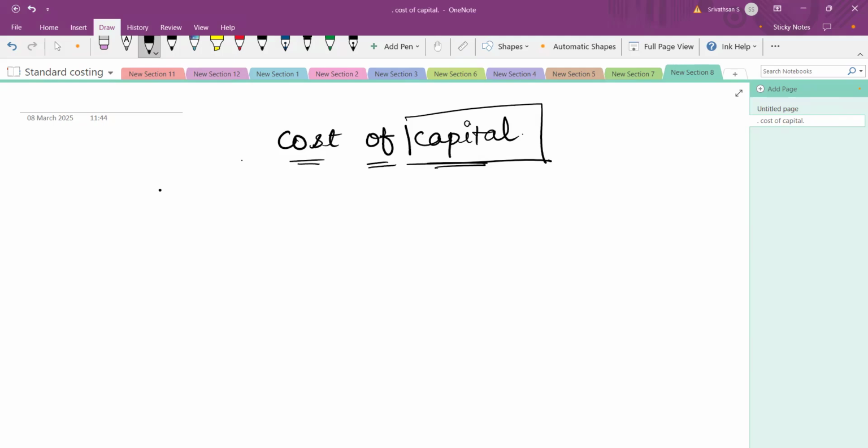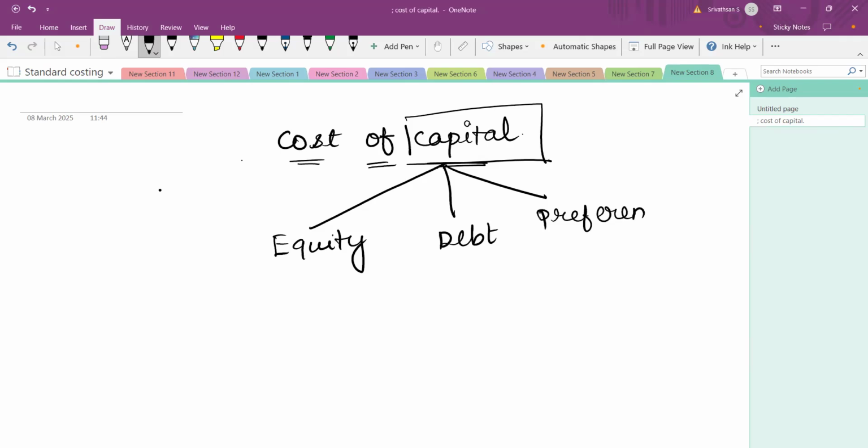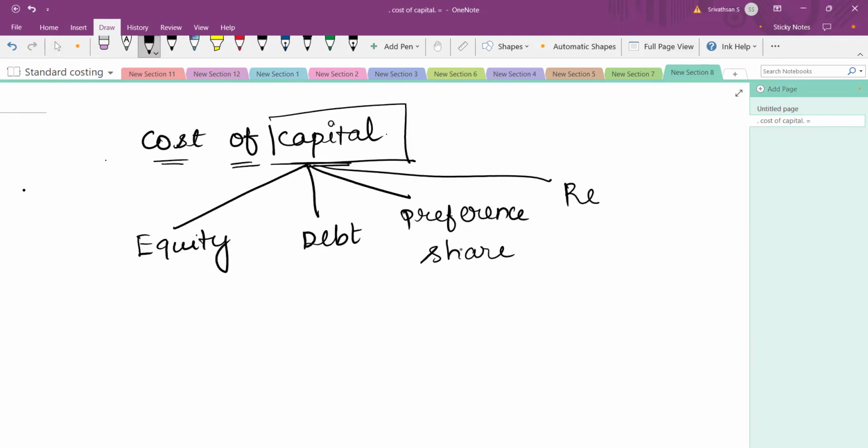And we know that there are different sources of capital. So the capital can be raised in the form of equity, debt, or preference shares. And there is also an internally available source of funds, which is nothing but the retained earnings of the company. The retained earnings is nothing but the profit which is not paid out as dividend. So these are the different sources of capital, and none of these sources of capital will come for free. There is a cost associated with each and every source of capital.